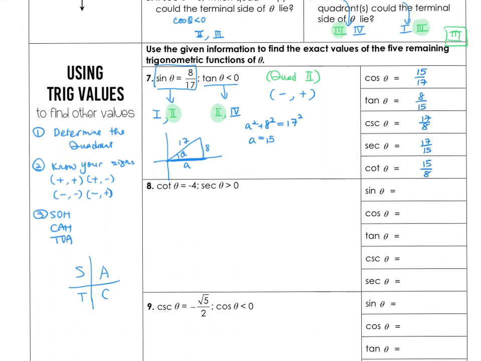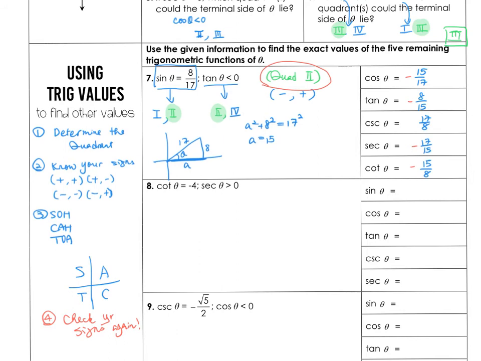So the final step, I do it, is to check your signs again. Now, we already said that this angle theta is in quadrant 2. So in quadrant 2, we only have sine being positive, right? So if sine is positive, then cosecant is positive. Everything else should be negative. That's it.